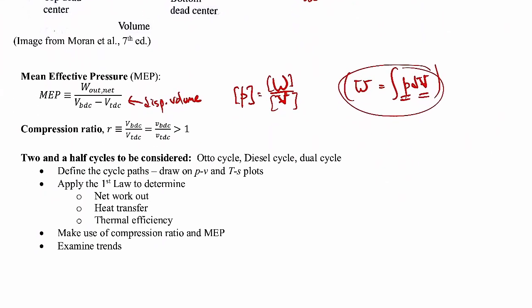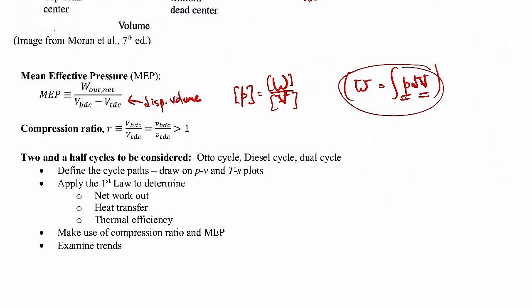The last thing that I'll talk about is just what we're going to do in the next lecture. So we're going to consider what I call 2.5 cycles. We're going to talk about the Otto cycle, so that's your spark ignition engine, typical passenger vehicle engine. The diesel cycle, this is the compression ignition type of engine. This would be more for like big trucks and such. And then a dual cycle, which has elements of both.